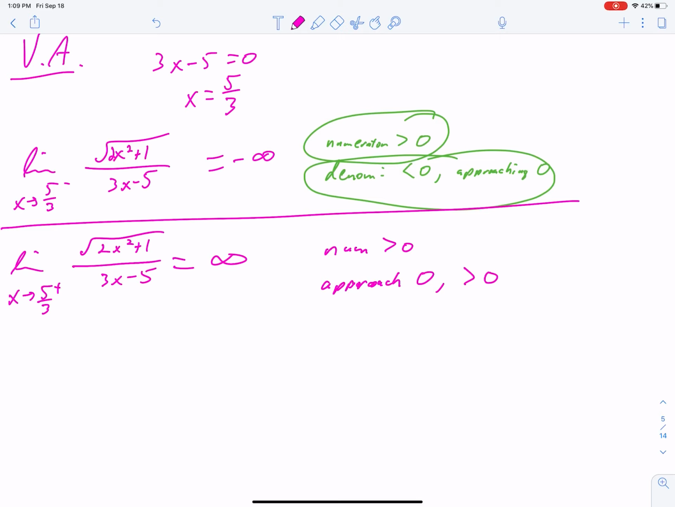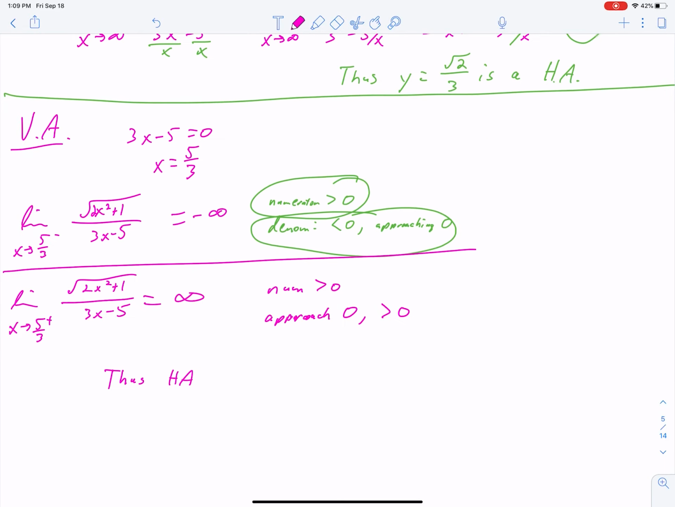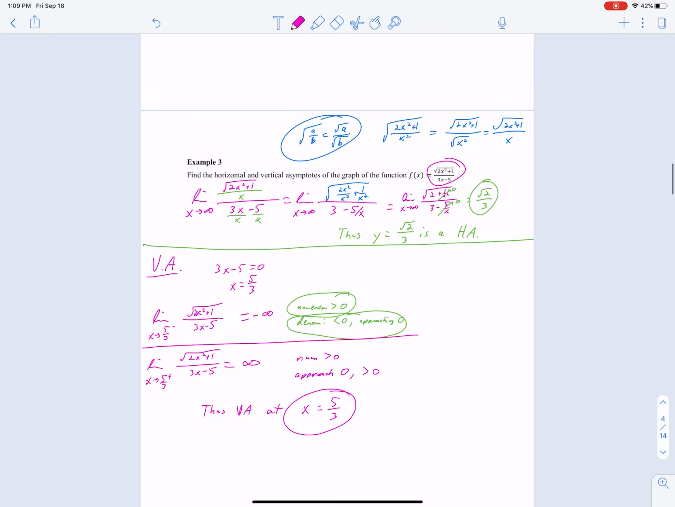Okay, and thus we have a vertical asymptote at x equals 5/3. So that's the work you've got to do to prove this stuff. Again, it's very important in this chapter, in this class, to show your work to get full credit.